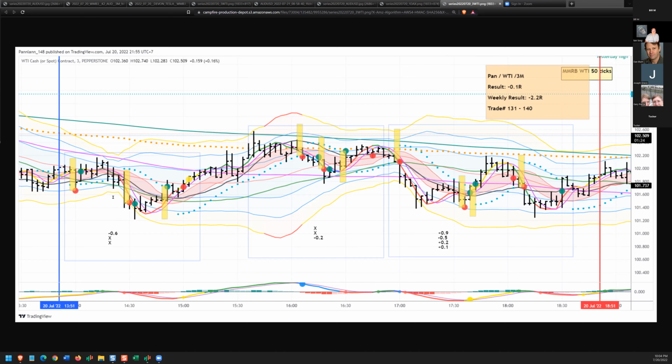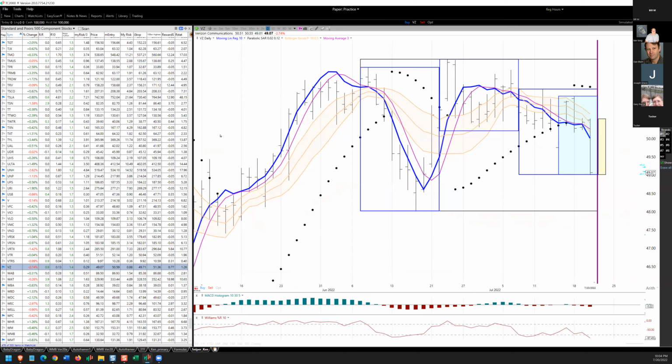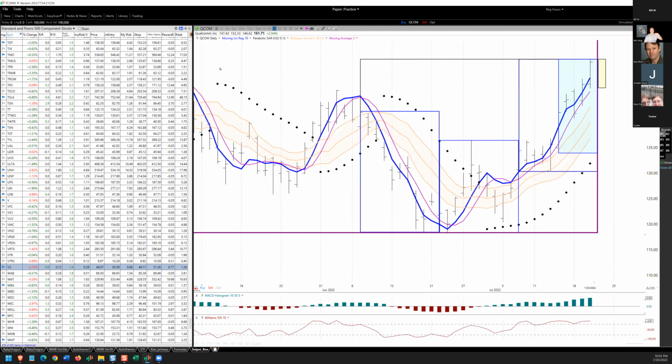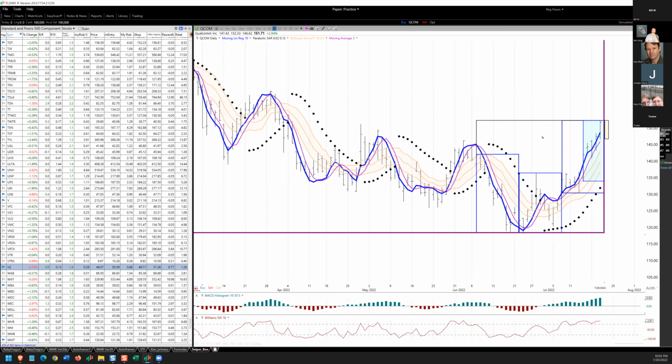Oh, QCOM you wanted to look at, Phil? Yeah, if you don't mind, it's just something I ran across. Look at it on the daily, for people like Tucker and the longer-term guys. Do you see it goes up to $190? Yeah, and plus it's above the 30. It made a 30-day breakout today.